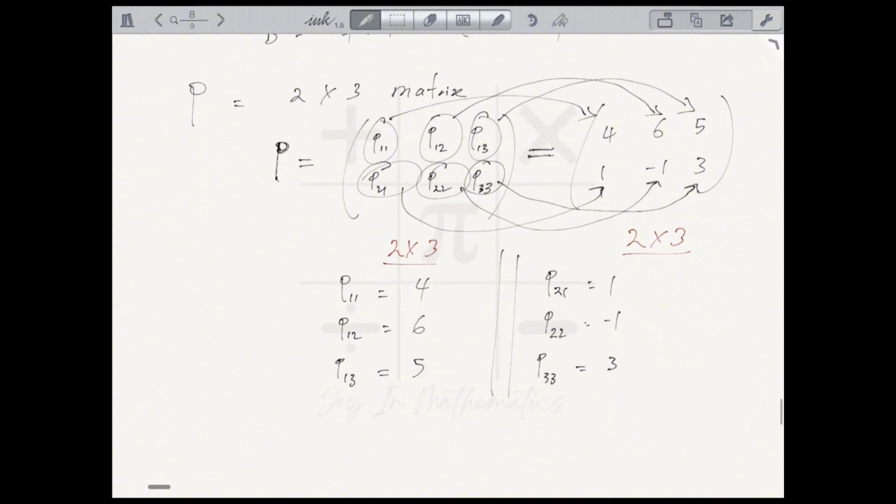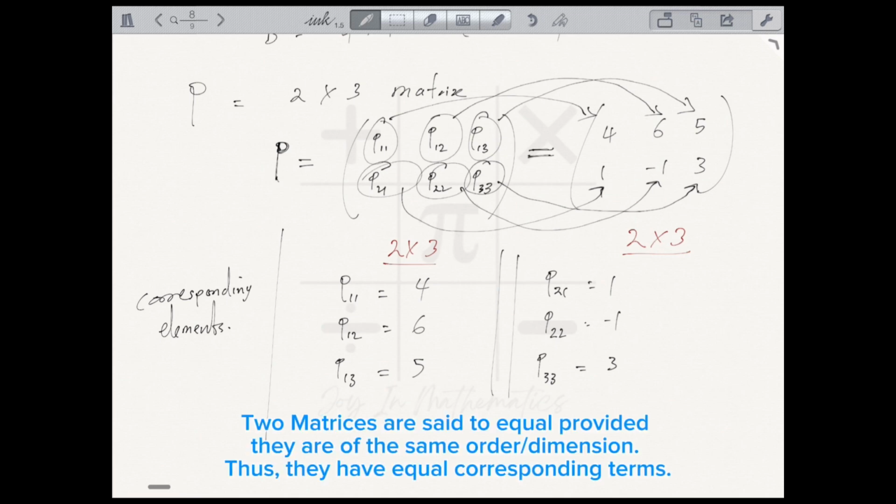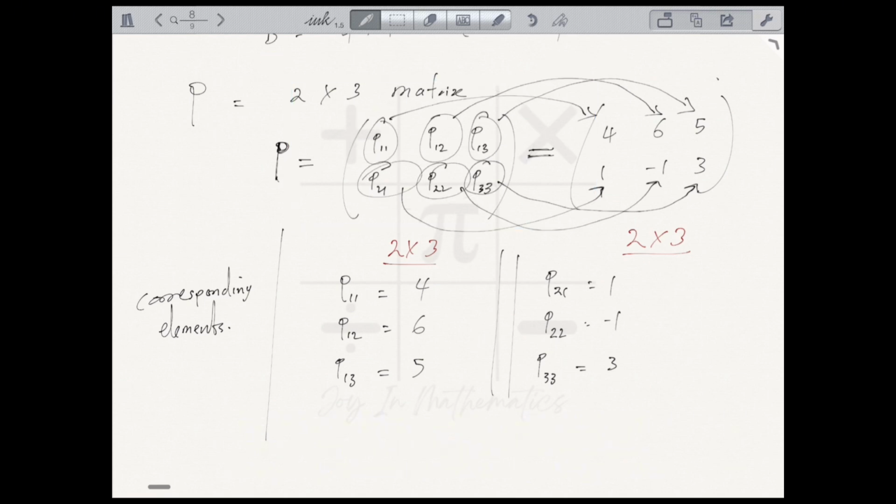That means the term we use here is corresponding elements. So by definition, two matrices are said to be equal if the corresponding elements throughout are equal. So this matrix P is equal to this matrix, and definitely their elements are equal.